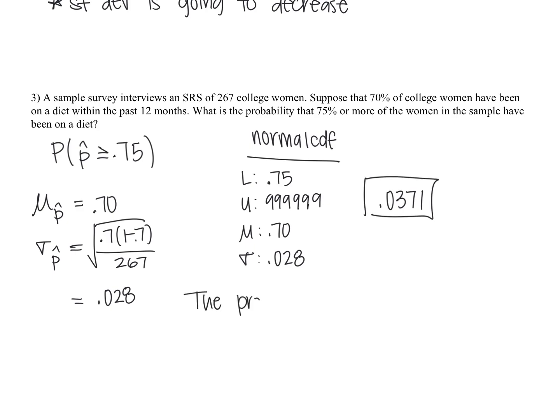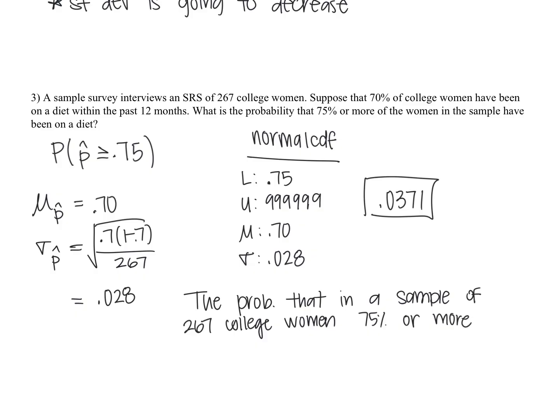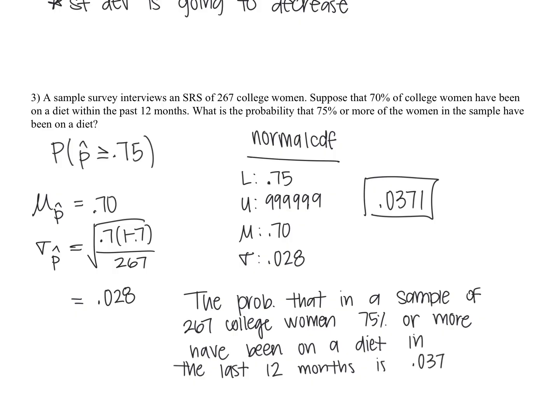So we can say the probability that in a sample of 267 college women, 75% or more have been on a diet in the last 12 months is 0.0371.